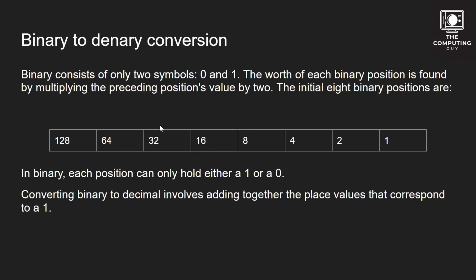Now, the next thing we need to understand is how do we convert binary into denary? As we're aware, binary consists of only two symbols, 0 and 1, on and off. The worth of each binary position is found by multiplying the preceding position's value by 2. In an 8-bit binary number, the different positions you need to be aware of from right to left are 1, 2, 4, 8, 16, 32, 64, and 128. Each position can only hold a 1 or 0, and converting a binary to decimal number involves adding together the place values that all have a 1 in them.